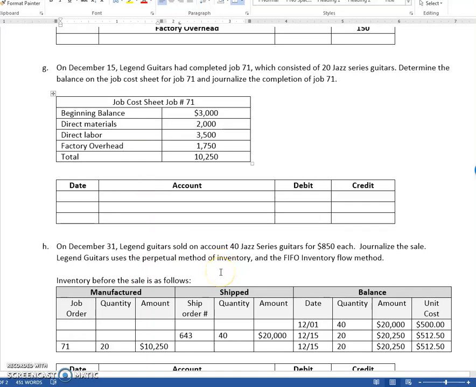So let's take them out of work in process and put them into, not right there, let's do it down here in the journal entry, finished goods, because we can sell those now. Oops. Work in process, 10,250. Alright, so I've taken them out of work in process and shown that they are now finished goods inventory.